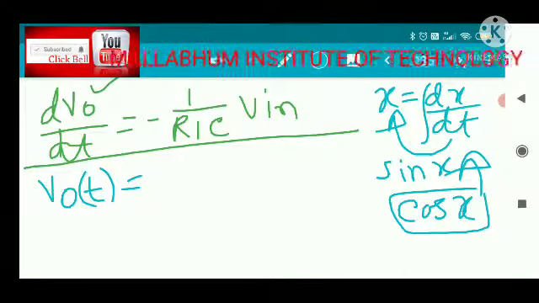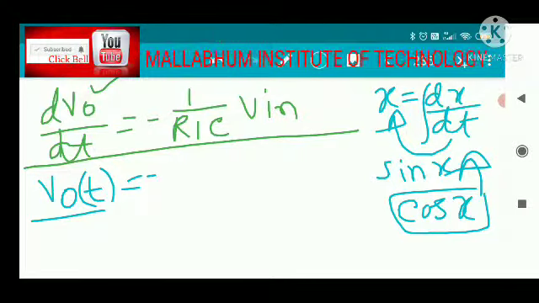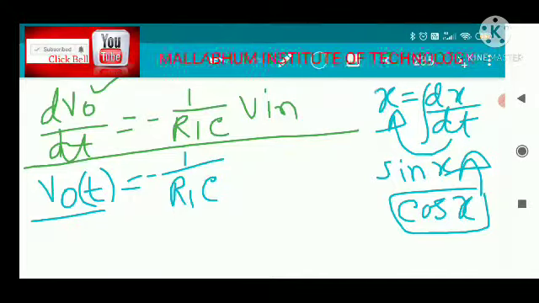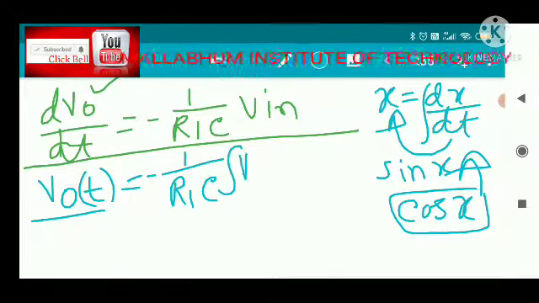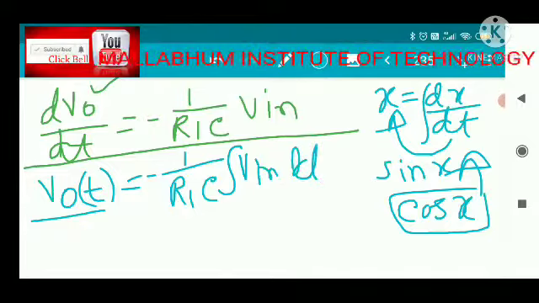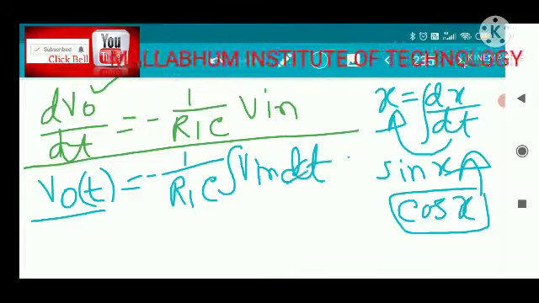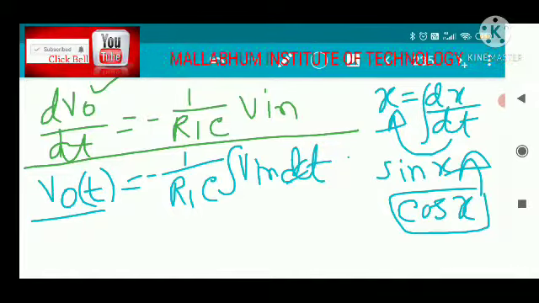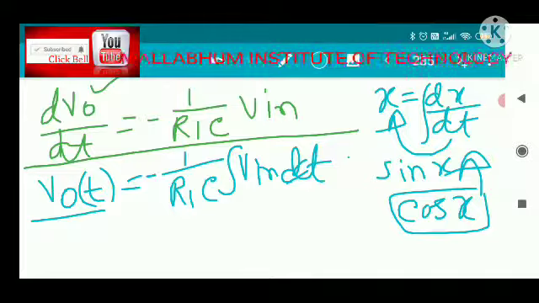So V0t is equal to minus 1 divided by R1C times the integration of Vin dt. This is the procedure, and the negative sign is there because of the inverting amplifier case.